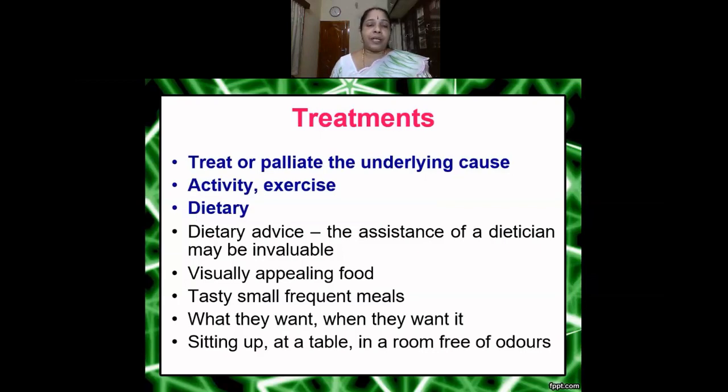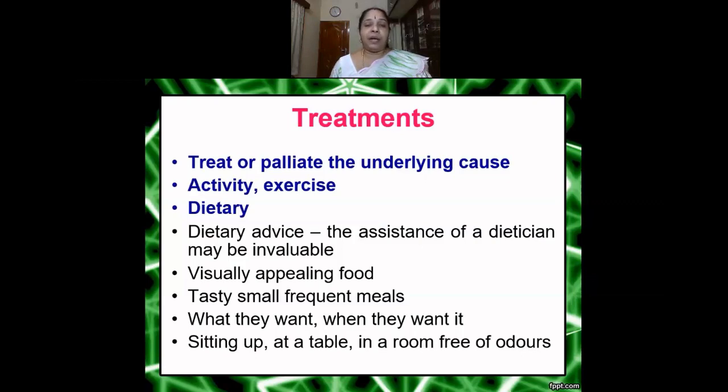Treatments: treat or palliate the underlying cause. If possible, give activities or exercise, and dietary modifications can be given. Dietary advice: the assistance of a dietitian may be valuable. The food should be visually appealing. The taste and the smell of the food should be good, and small meals can be given, and the patients can be given what they want and when they want.